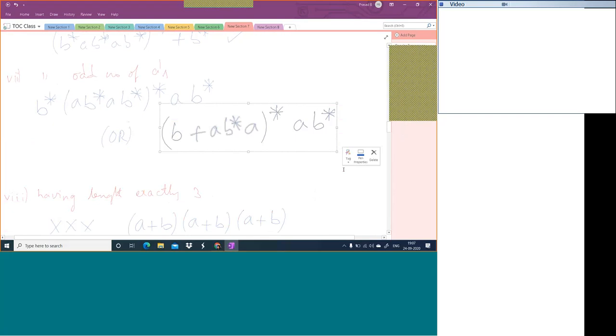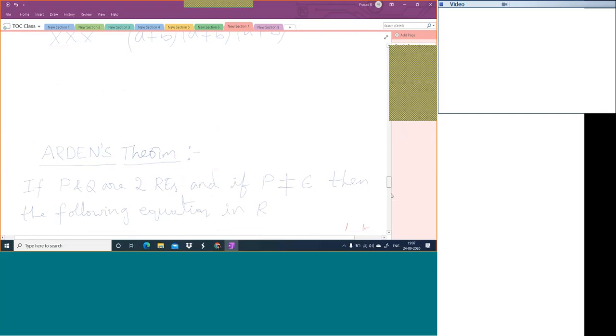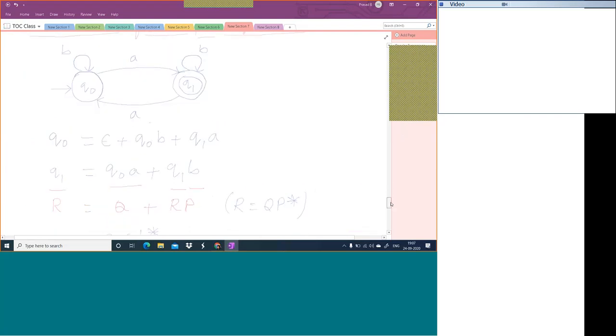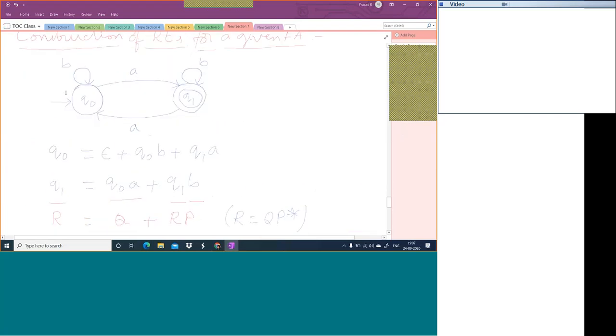B plus AB star A whole star 40 star. Let us see whether we are getting the same or not. Now, how to construct a regular expression for a given transition diagram?